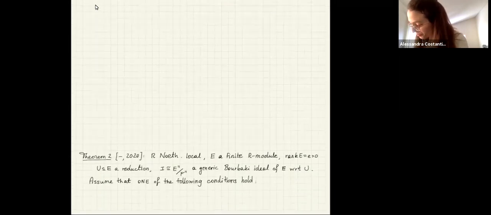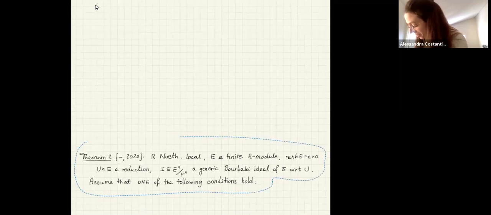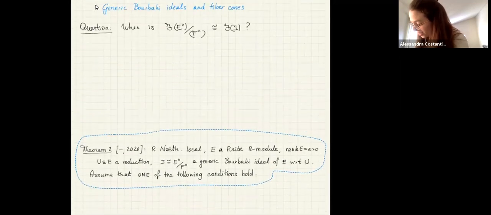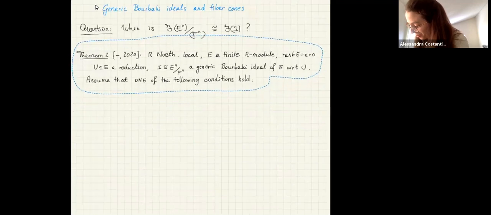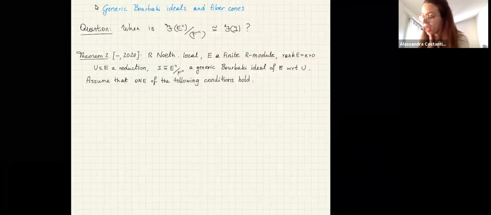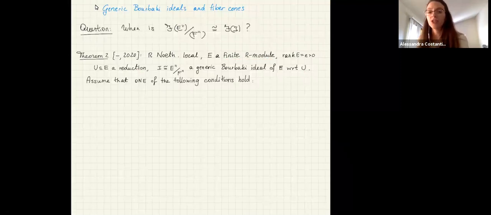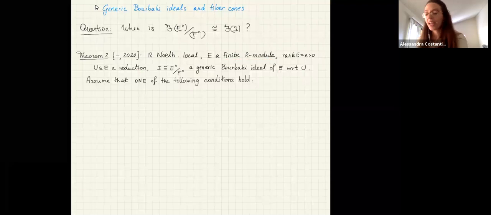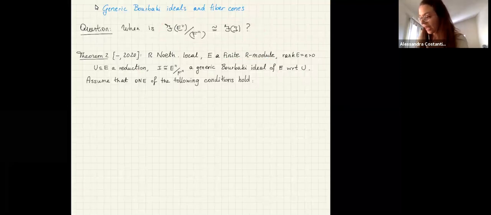So what happens here? Let me drag the beginning of my theorem, which I was a little lazy to write. So I'm picking the usual assumption that you would have in a Bourbaki ideal context: Noetherian local ring, finite modules of finite rank. You pick U to be a reduction, and you pick a generic Bourbaki ideal of A with respect to this reduction. So a priori, this may not exist, but what I'm saying is, assume that this module has a generic Bourbaki ideal, then what do I need to have this deformation happen?